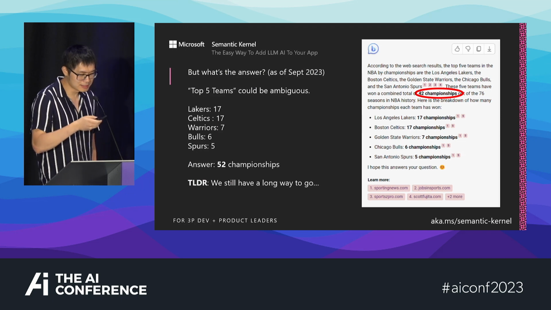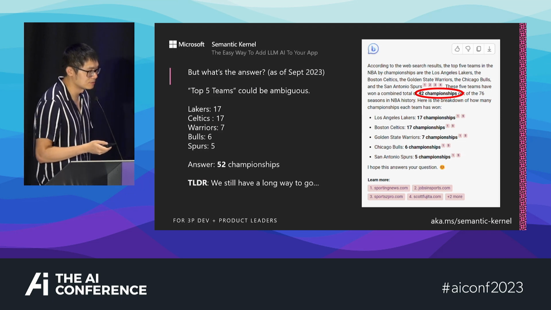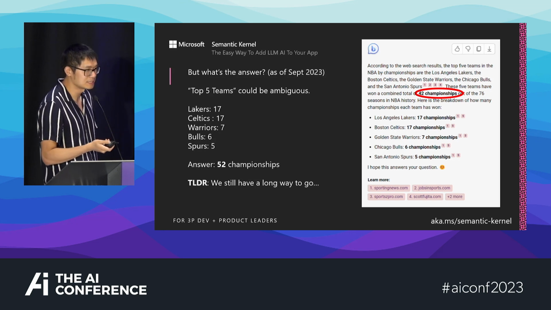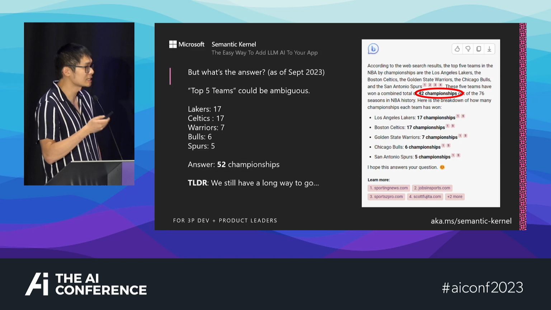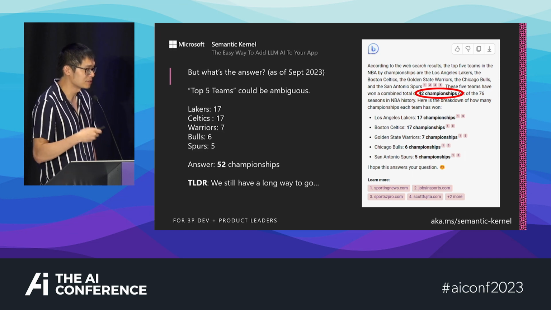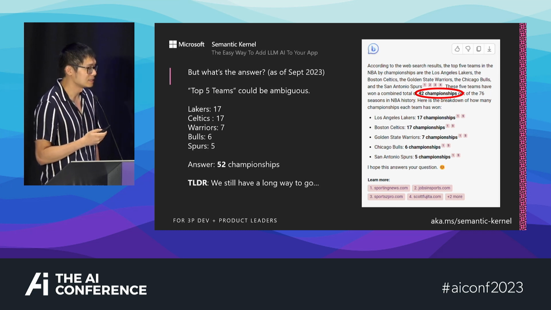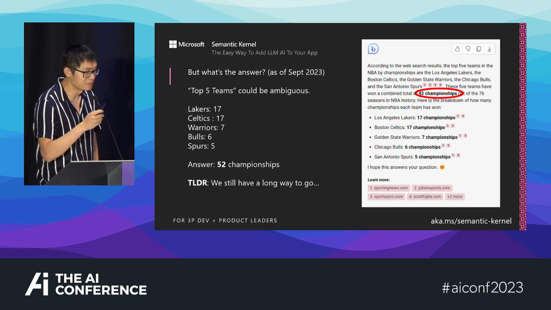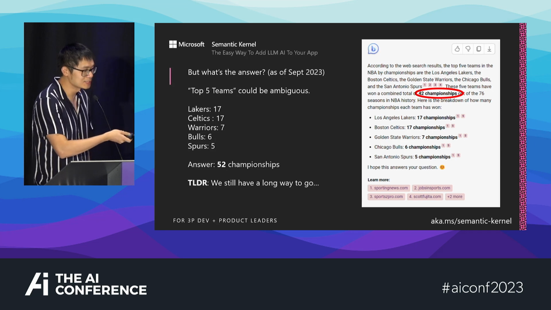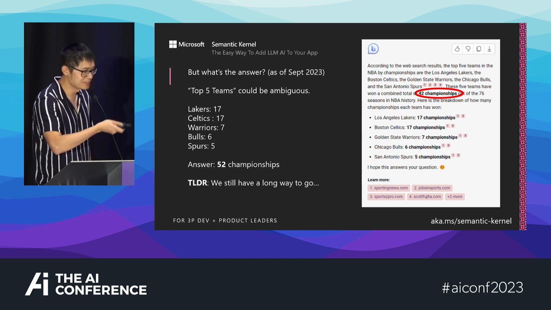But this is where we talk about some of the challenges. What's the answer for this question? Well, I'll grant that maybe the ask, top 5 teams, can be ambiguous. So that's actually a big key principle of the Semantic Kernel: you want to ask smart to get smart. You want to make sure that whatever you're providing to the large language model is as explicit as you can be, because otherwise it can either make something up or go off in directions that you don't intend. But the actual answer is 52 championships. I had to make sure I added this up myself.